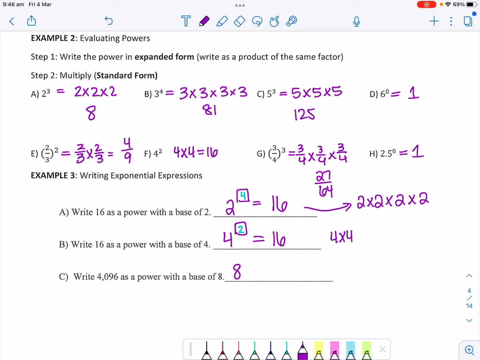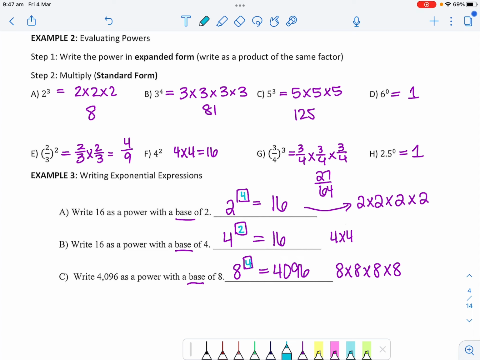So I'm going to have 8 to some power because 8 is my base. So here's my base, right? And I want the answer to be 4,096. So I know that 8 times 8 is 64. So I'm going to multiply by another 8. And that's 512. And I'm going to multiply by 8 again. And that's 4,096. So I multiplied by 8 4 times. So my exponent is going to be 4.